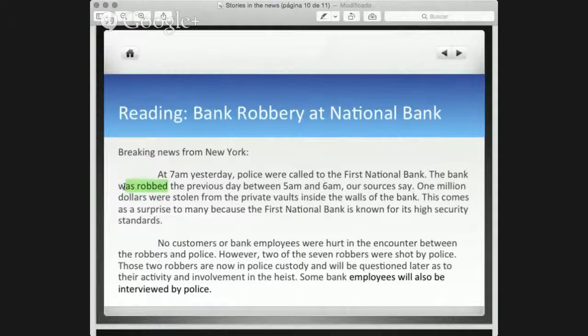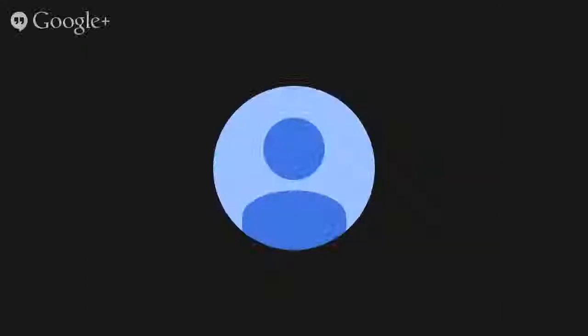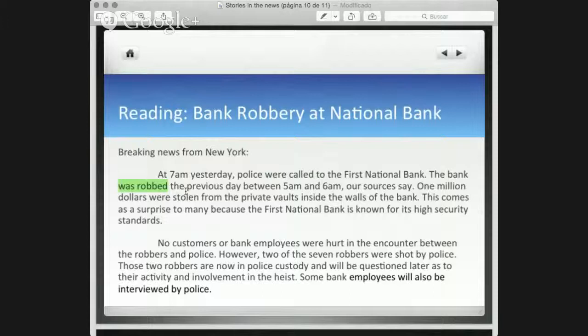Good. The bank was robbed. Were stolen. Yeah, exactly. $1 million were stolen. Good. Is known. Exactly. Good. So this is what we talked about before, right? One of the most common ways to use the passive voice is to say is known, right? Things that are known for special things. So in this case, the First National Bank is known for being really good about security. So it's a big deal that it got robbed. Exactly. Good. Okay. What about paragraph 2?